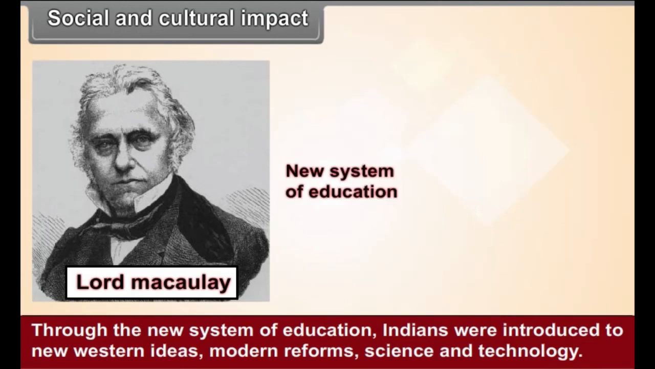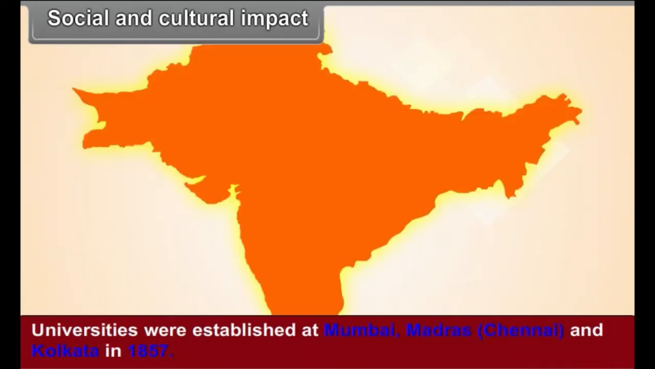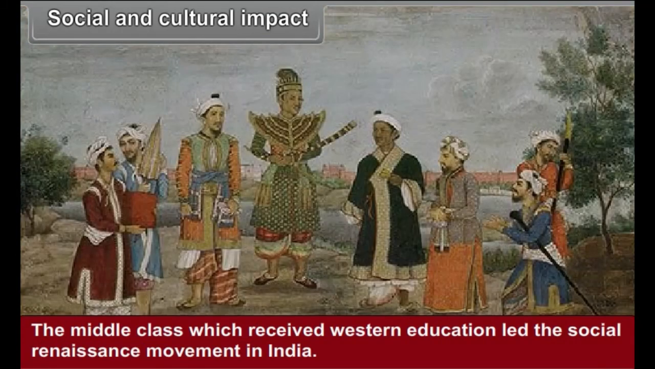Through the new system of education, Indians were introduced to new Western ideas, modern reforms, science and technology. Universities were established at Mumbai, Madras, Chennai and Kolkata in 1857. The middle class which received Western education led the social renaissance movement in India.